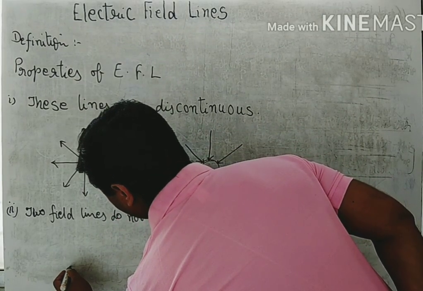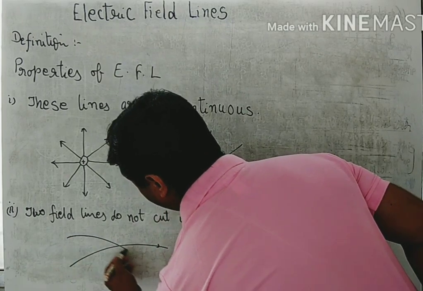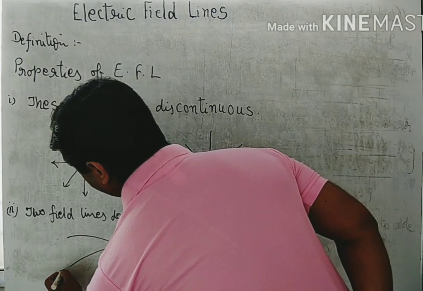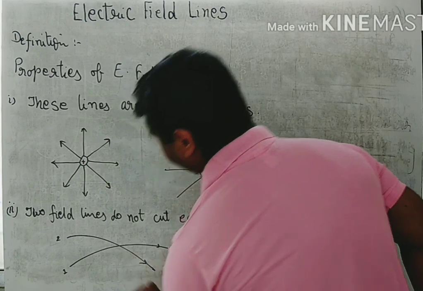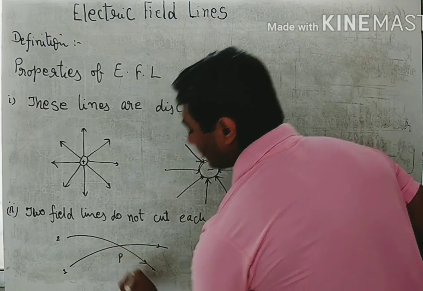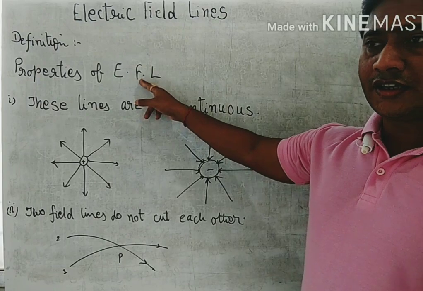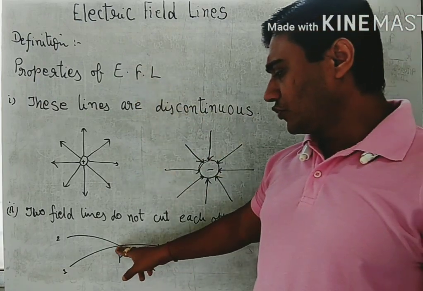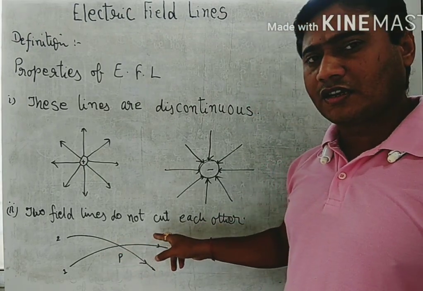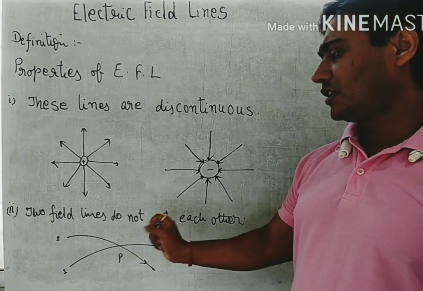Now let's see, suppose these are two lines. This is the first line and this is the second line, and we are assuming that these two lines cut each other at this point P. Now there's another property of electric field lines: if we draw a tangent at any point on the field line, that tangent will represent the direction of the electric field at that point.